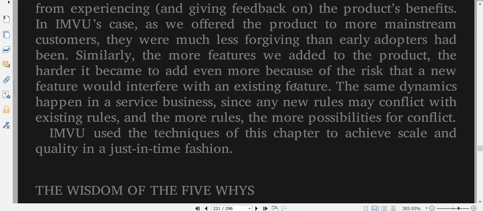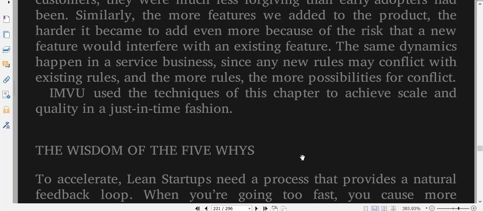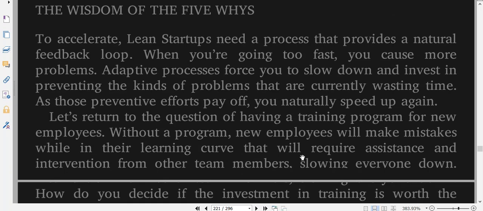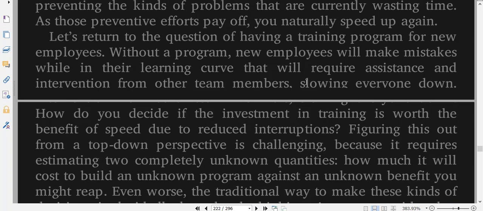IMVU uses the technique of this chapter to achieve speed and quality in a just-in-time fashion. The wisdom of the five whys. To accelerate, lean startup needs a process that provides a natural feedback loop. When you are going too fast, you cause more problems. Adaptive processes force you to slow down and invest in preventing the kinds of problems that are currently wasting time. As those preventive efforts pay off, you naturally speed up again.